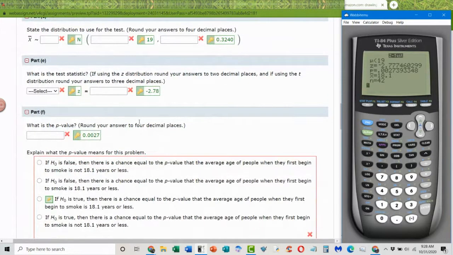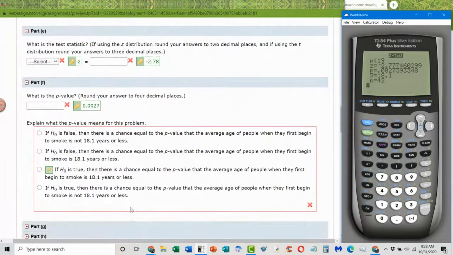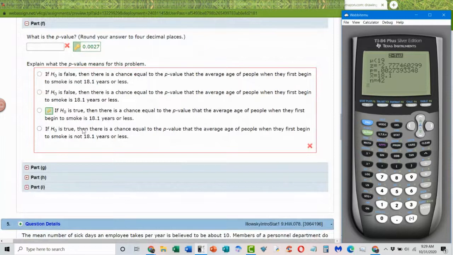So this is the probability of getting a sample mean of 18.1 if 19 is the true population mean. So this is a very small chance of this occurring. If we turn this into a decimal, it's a 0.27% chance of occurring. So if H0 is true, if the population mean is 19, there's a chance equal to the p-value. This is just horrible wording, but it's the chance of finding 42 people with a mean age of 18.1 if 19 is the actual average age that people start smoking. So more likely it's going to be less than that. That's how that comes out, because it's a small chance.